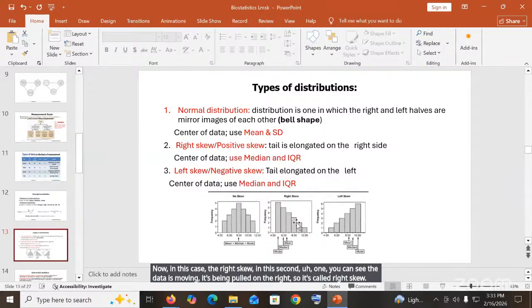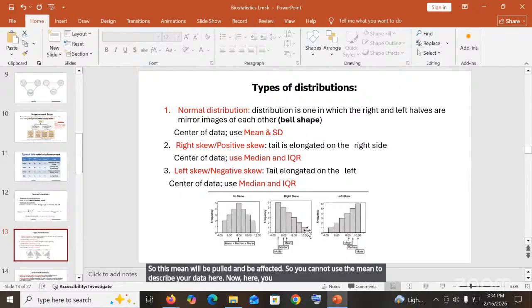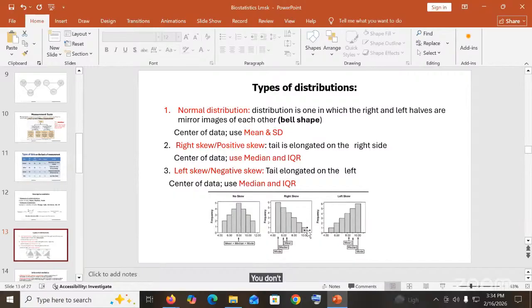In such kind of data, you cannot use the mean because the mean will be affected by the outlier, the highest or the extreme value, or the lowest. You see the lowest in the graph. So the mean will be pulled and affected, and you cannot use the mean to describe your data here. Here you'll use the median and the IQR, the interquartile range. So in such data, you don't write about the mean. You write about the median and IQR because the median here is more stable than the mean.